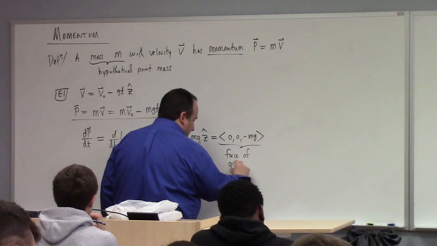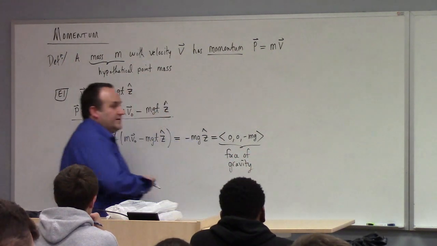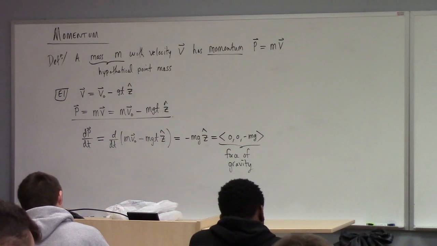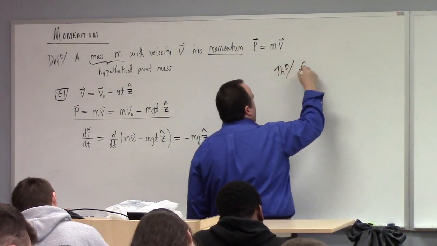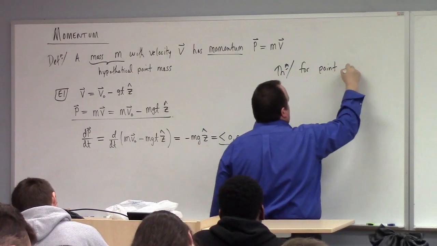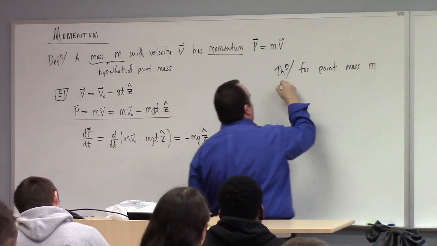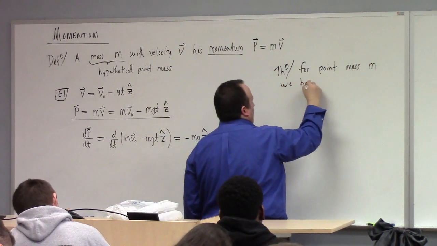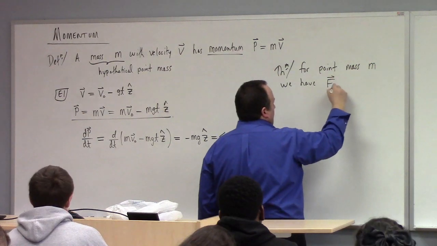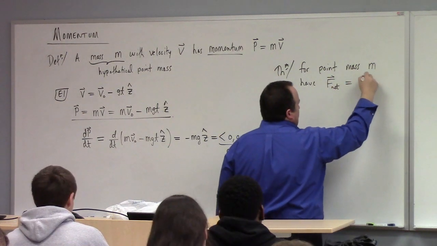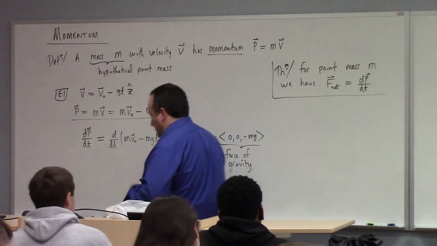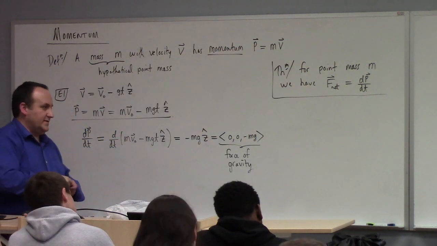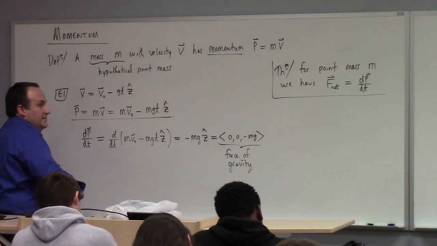This is not an accident. The time rate of change of momentum on a point particle is equal to the net force. That's a theorem. Theorem for point mass m, we have the net force is equal to the time rate change of the momentum, dp dt. Let's look at the proof of this theorem. Here we go.